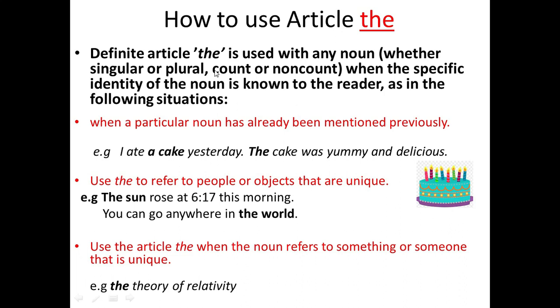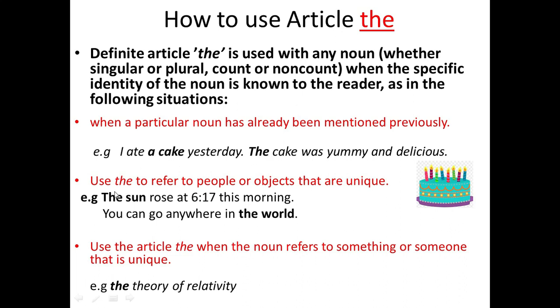So what is the first rule? We use the article the when a particular noun has already been mentioned previously. Like, I ate a cake yesterday, the cake was yummy and delicious. Now see, in the first sentence I talked about a cake, then in the second sentence I talk about the previous cake, the same cake that I talked about previously. So here I'm going to highlight that cake: the cake was yummy and delicious. That particular cake which I talked about was yummy and delicious, that's why I have used the cake.